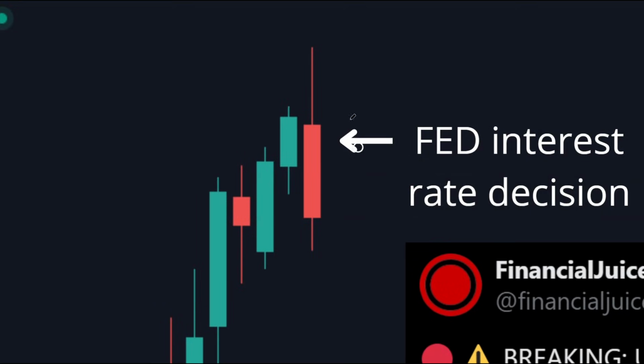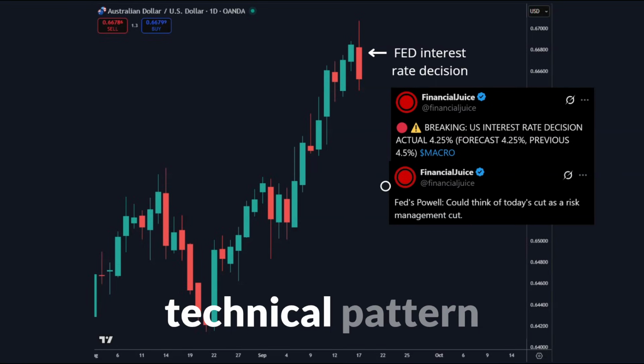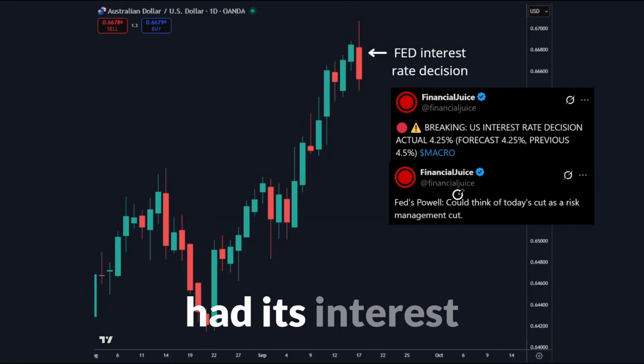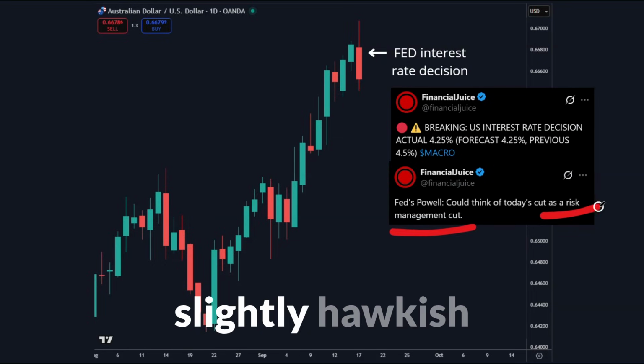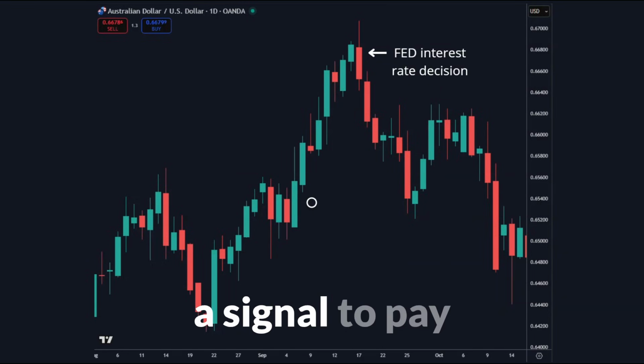See that engulfing candle, a bearish one in this case. We're looking at AUDUSD here. Same exact engulfing candle that I've just explained, with the opposite side of the previous candle being taken, and then the candle closing beyond the opposite side of the previous candle. Full engulfing here. So once again, we're looking at an engulfing candle, yes, but it's not random. It's not a random technical pattern coming out of nowhere for no reason. On this day, the Federal Reserve had its interest rate decision, and Powell painted a slightly hawkish picture. And so that candle, you guessed it, was actually a signal to pay close attention to.